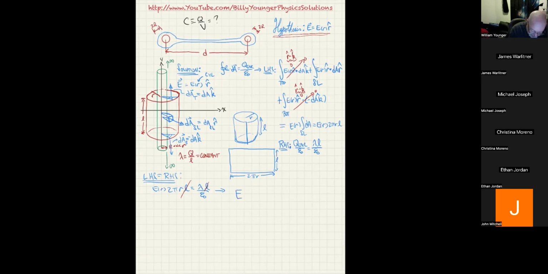The electric field is actually going to be lambda over 2 pi epsilon naught R times R hat. Again, stressing that this R is in fact the R of cylindrical coordinates. Okay, so that is my actual electric field. Now, that's good. We've got the electric field, yay.